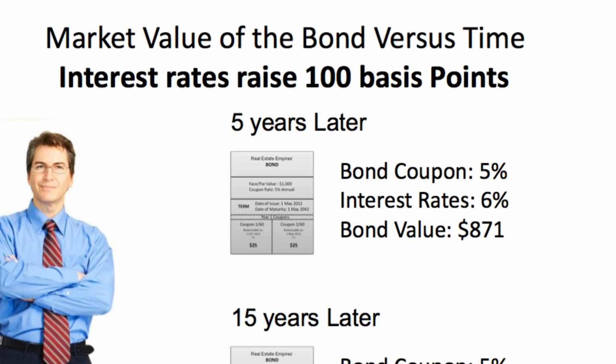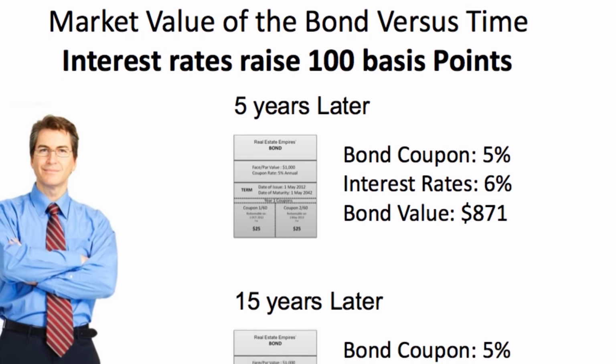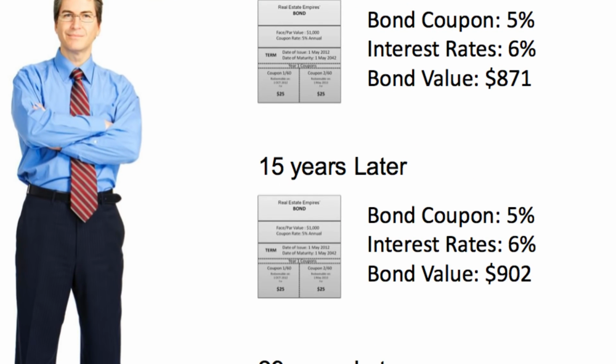And so what happens is his bond value has gone down significantly to $871. Okay, now let's look at the 15-year. Let's assume Jesse bought his bond, held it for 15 years, and wanted to sell it 15 years later. And we look down there and we see the coupon rate that he bought it for was 5%. That's not going to change.